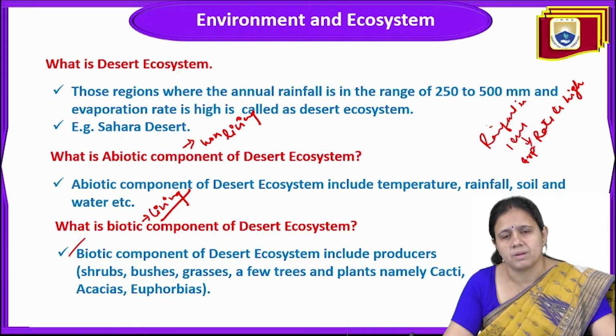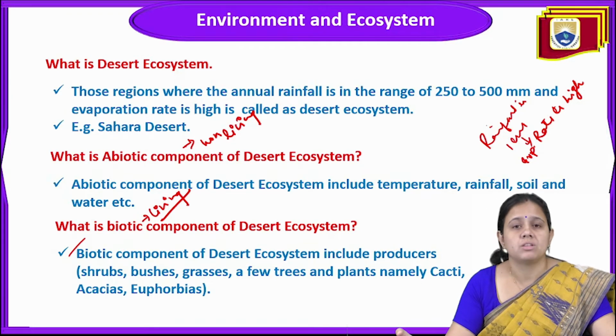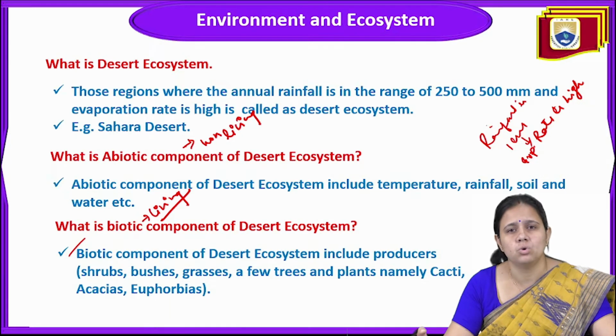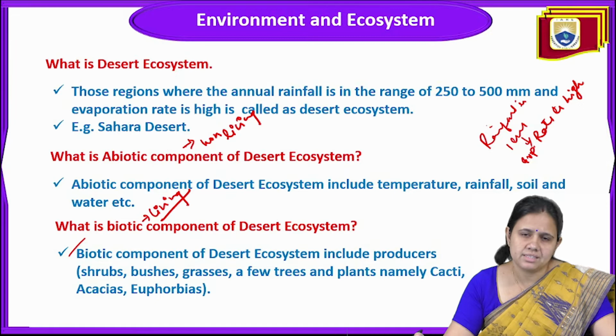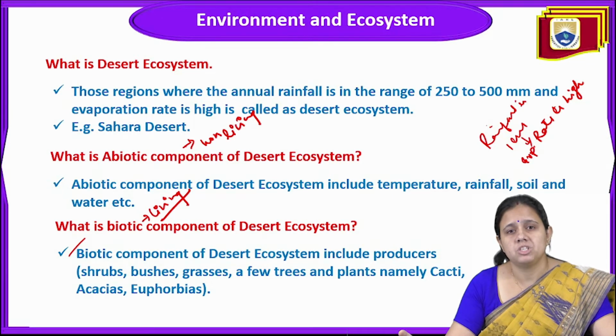And for that, desert ecosystems are those ecosystems where annual rainfall is less than 250 to 500 and the evaporation rate is very high. Examples of desert ecosystems are the Sahara Desert and the Gobi Desert, and a desert is not always hot. Sometimes a cold desert is also there. An example of a cold desert is the Gobi Desert, where the annual rainfall is very low, like 250 to 500, and the evapotranspiration rate is also high.